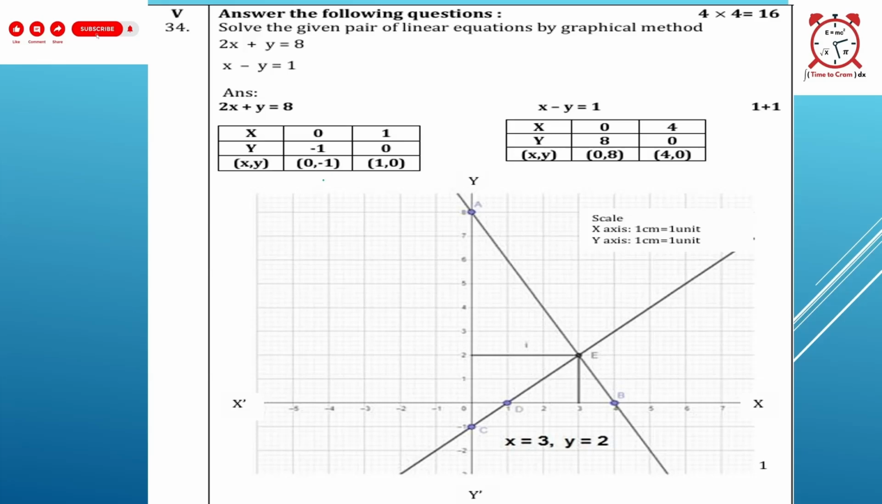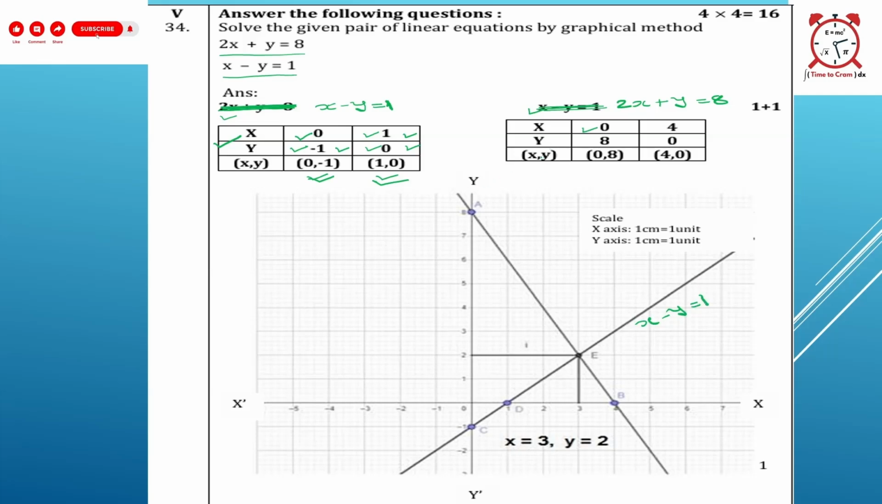So first question is, solve the given pair of linear equations by graphical method. So we know that for values of x, we will get the values of y. Suppose x equal to 0, then we will have y equal to -1. If x equal to 1, then y equal to 0. Then we will have two solutions, (0, -1) and (1, 0). This is the equation of x minus y equal to 1.